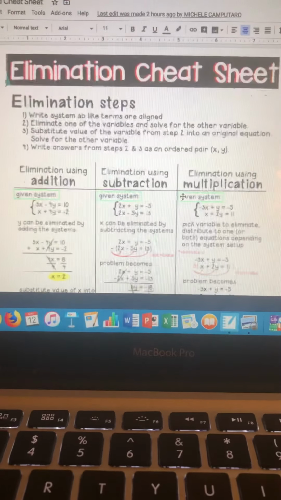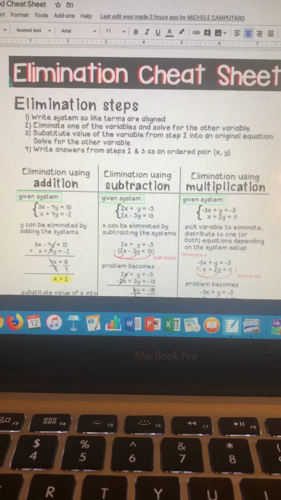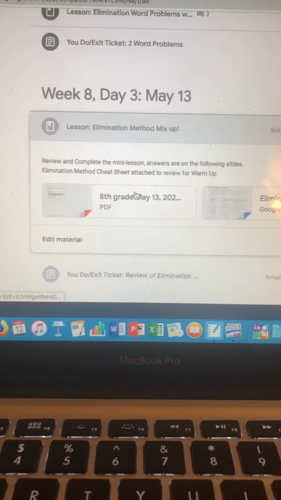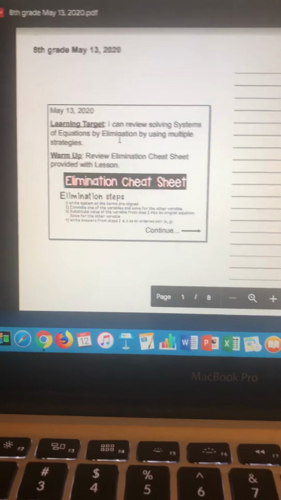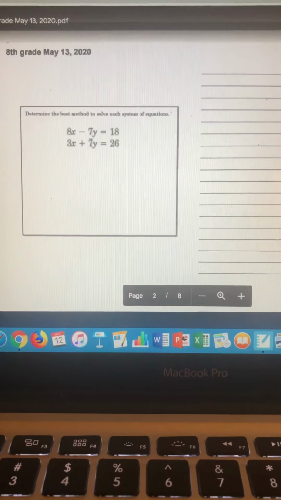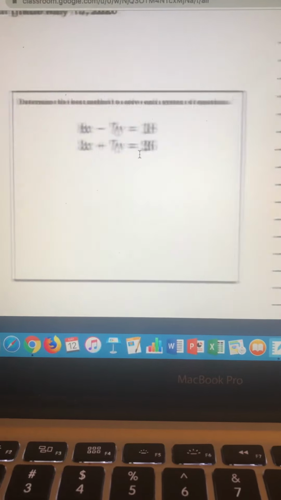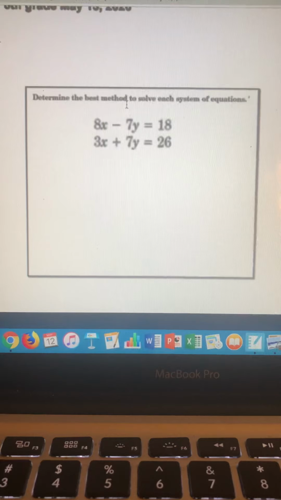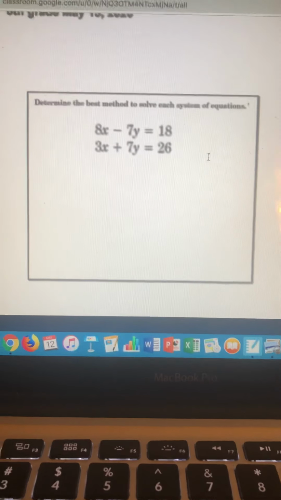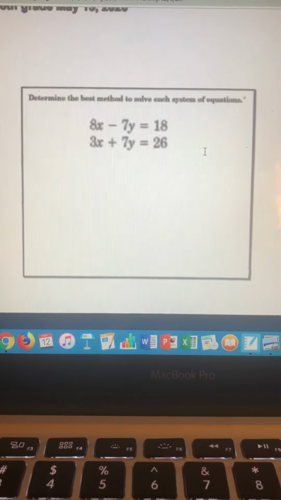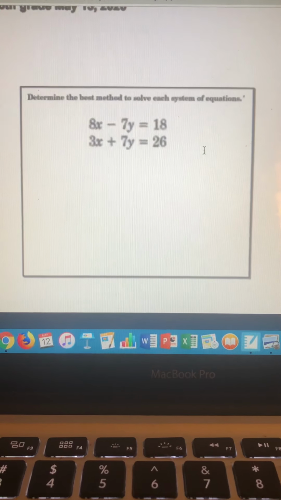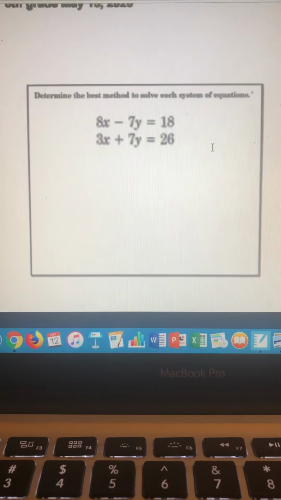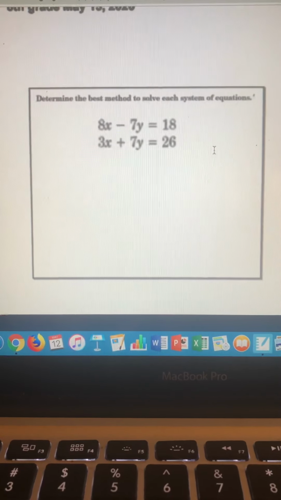So there is the bigger version of this cheat sheet. I just wanted to make sure you all saw that that is the second attachment. That's what you're supposed to be reviewing for the warm-up. After that, what I would like you to do is look at the systems, and what I want you to answer is which method do you think would be the best to solve the system of equations? And we're only thinking about elimination. So looking at this system, can you decide which elimination strategy you would use to solve this system?